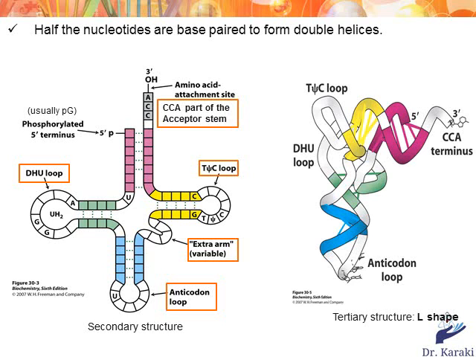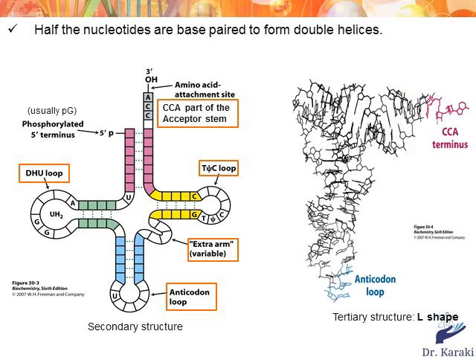In three dimensions, tRNA adopts an L shape with the acceptor end on one end and the anticodon on the other end. As you can see, not all the nucleotides are paired, especially those in the loops, but we can say that half of them are base paired to form double helices. So the tRNA is a single-stranded molecule that shows significant intramolecular base pairing, giving it its characteristic 3-dimensional shape.